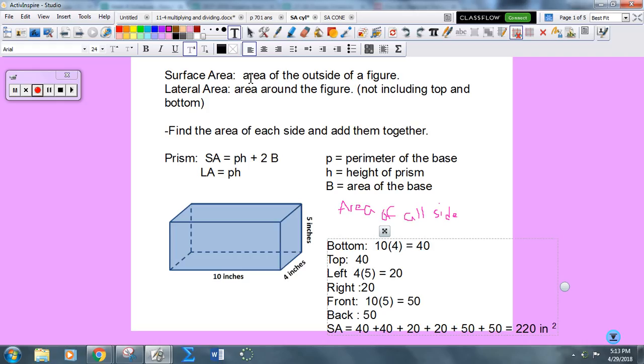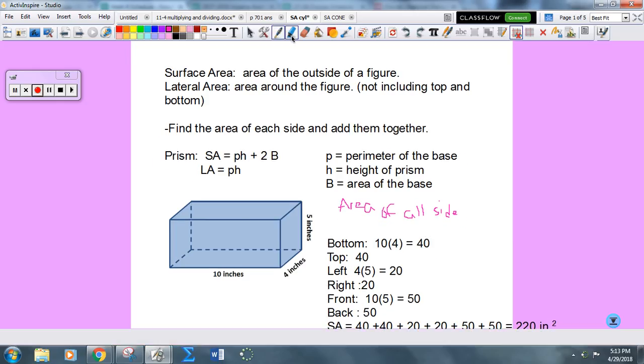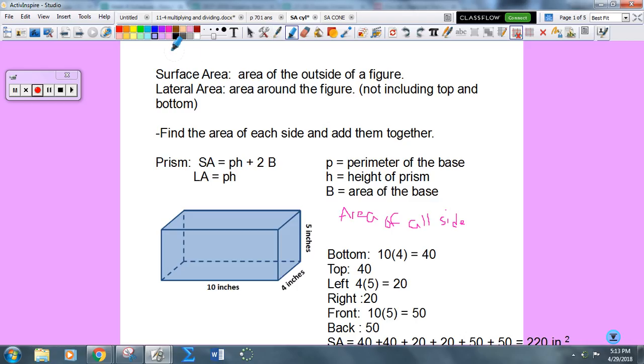So now just to make sure you understand exactly what I'm talking about, I'm going to use some coloring here. So what I am calling the bottom is this. That's the bottom. And then the top is exactly the same. So those are 10 by 4.